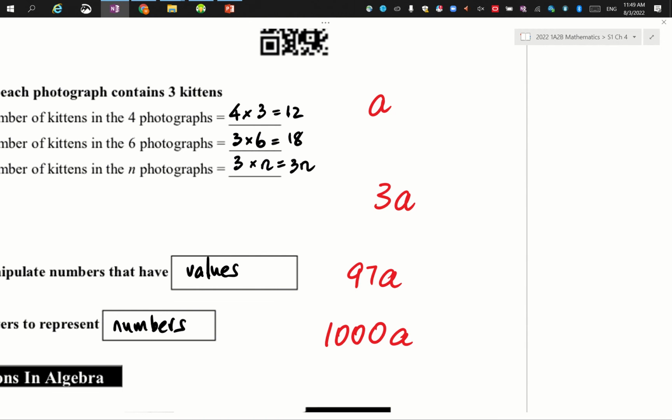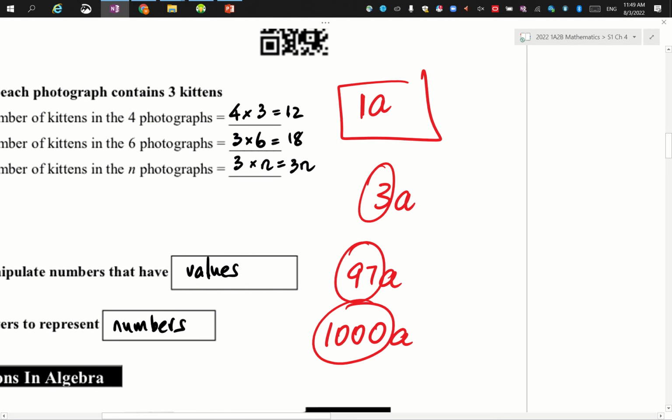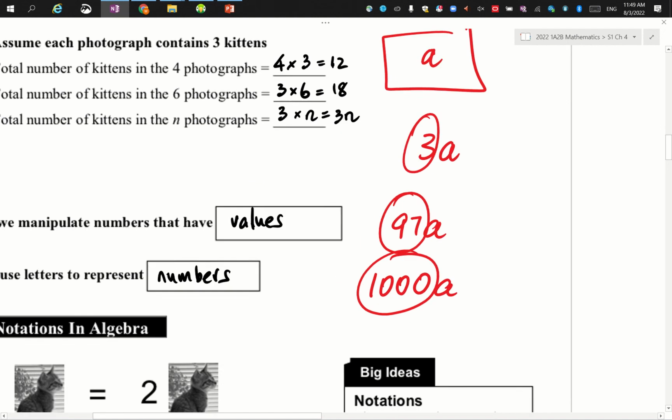So over here, now, when I write A, it just means 1A. I do not need to write the number 1 on the left, just like the 3, the 97, and the 1,000, okay? I need you all to get that clear. No need to write the 1, because it is understood already. Now let's continue.